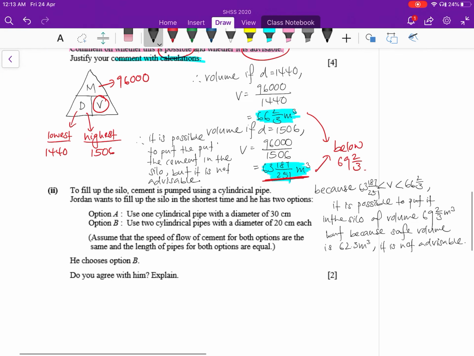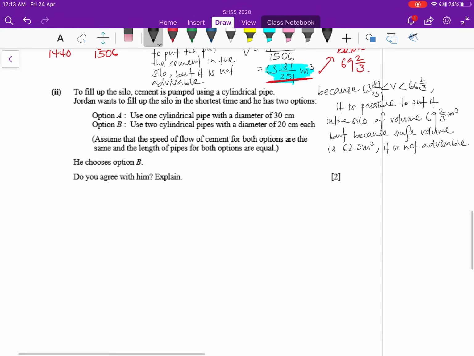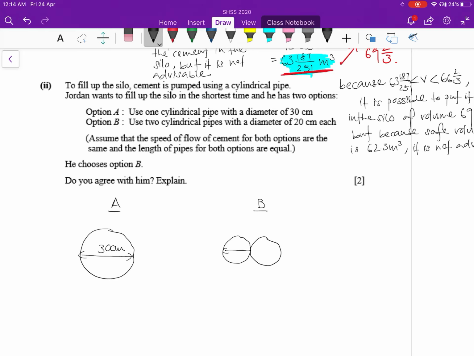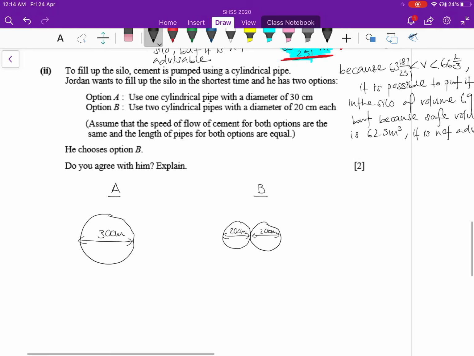Now, part 2. To fill up the silo, cement is pumped using a cylindrical pipe. He wants to fill up the silo in the shortest time, and he has two options. Option A, he wants to use a cylindrical pipe with diameter 30 cm. Option B, he wants to use two smaller cylindrical pipes, and each of them is 20 cm. Now, he chose option B. Do you agree with him?